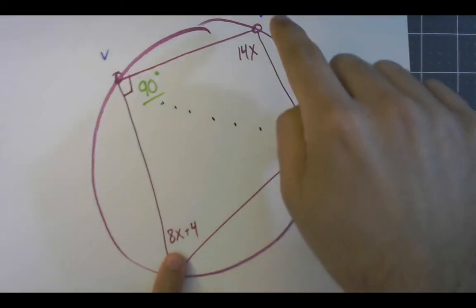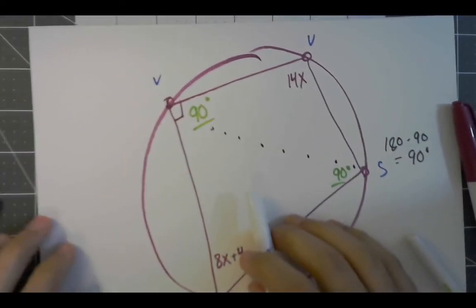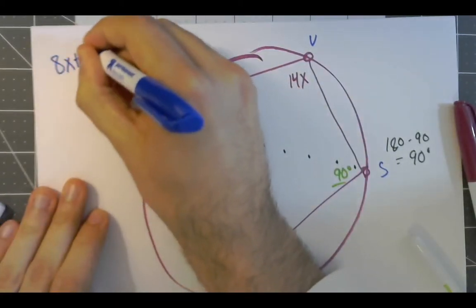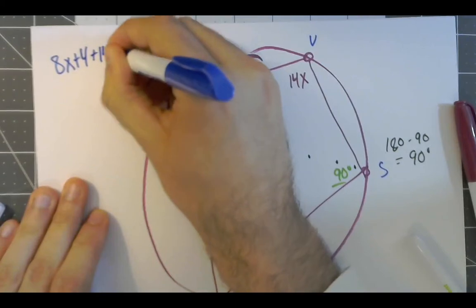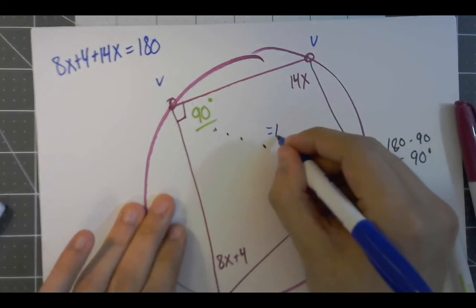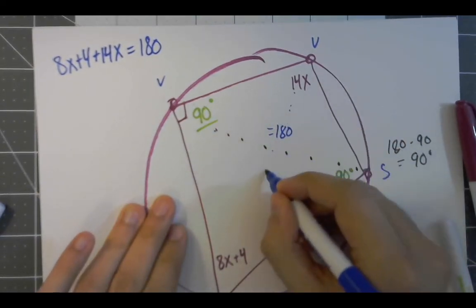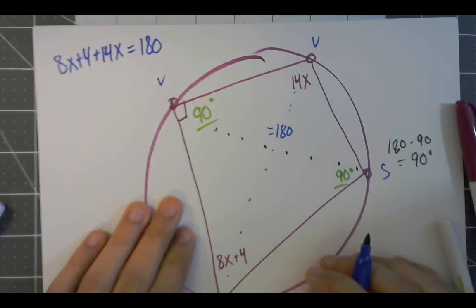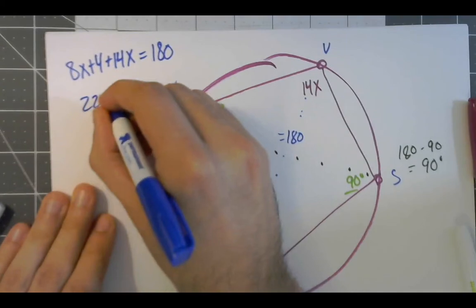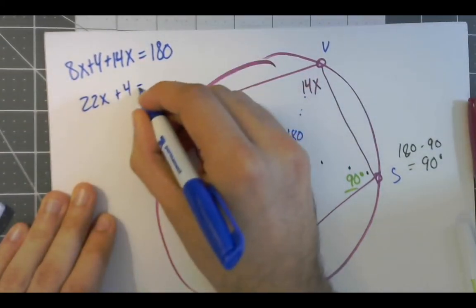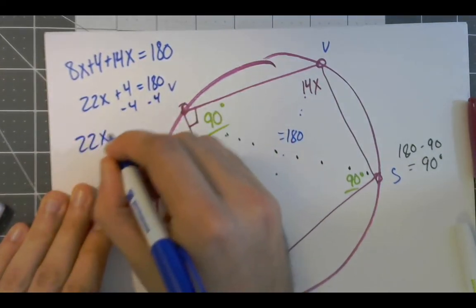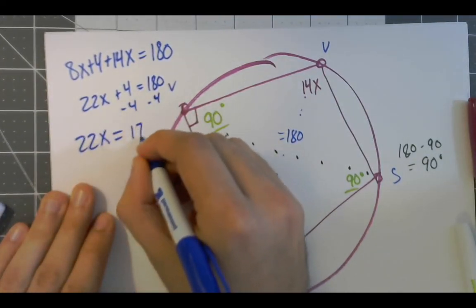So for the next two, 8x plus 4 and 14x. 8x plus 4 plus 14x get me to 180. Opposite pairs equal 180. So I can add these together. 8 and 14 is 22x, plus 4 is 180, minus 4 both sides. So 22x equals 176.